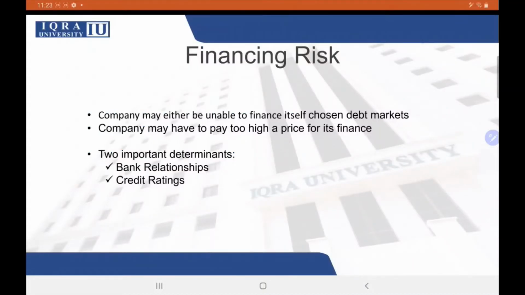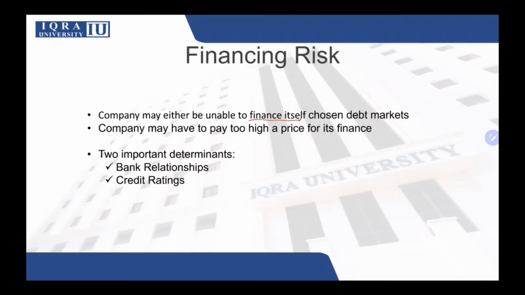In this video, we're going to discuss financing risk, which is the risk that the company may either be unable to finance itself from the chosen debt market that it wants to do so, or that the company may have to pay too high a price for its finance. If this does materialize, then that would mean that the treasurer cannot go for the chosen strategy that it wants to go for.